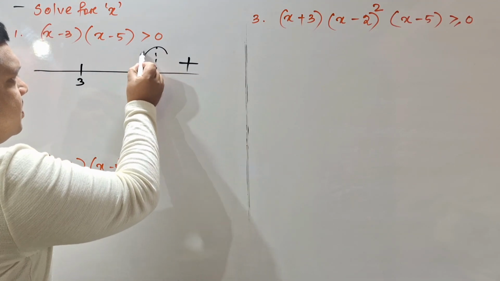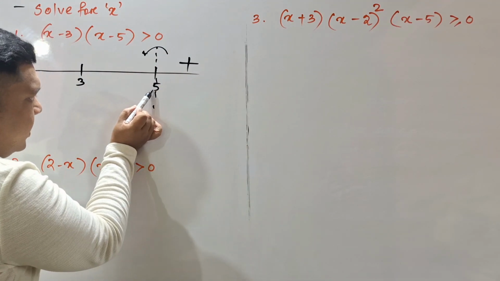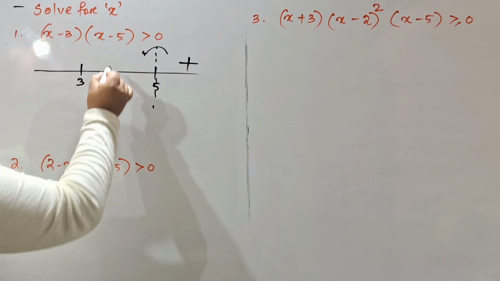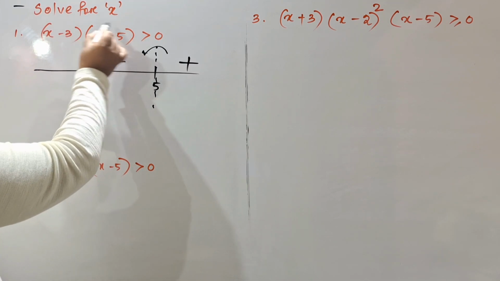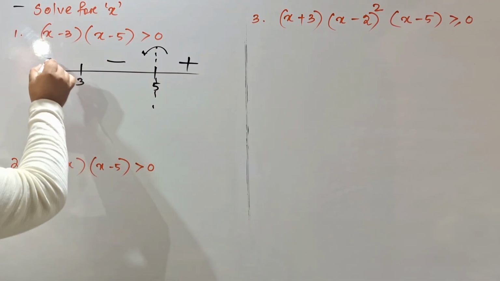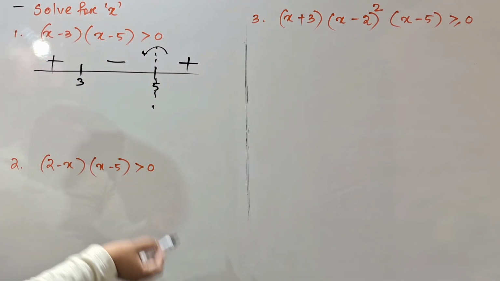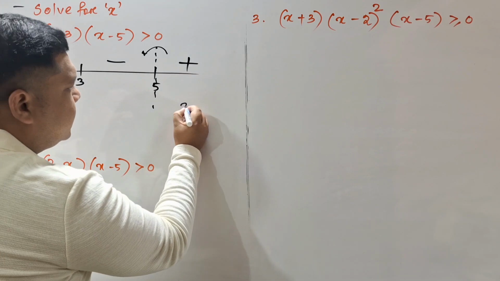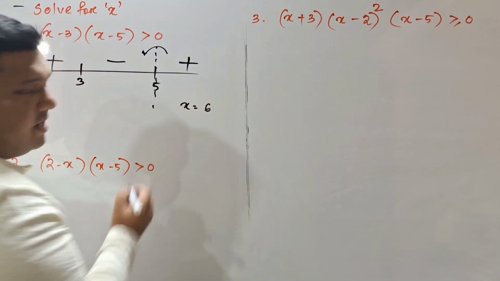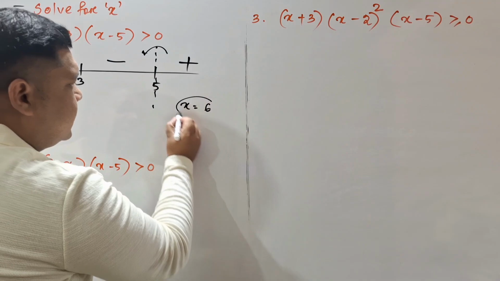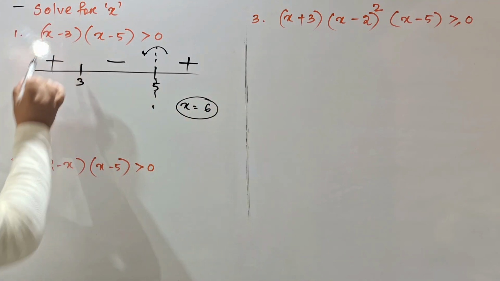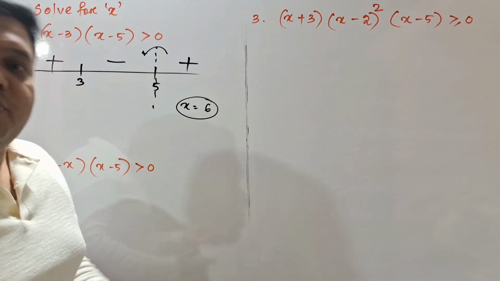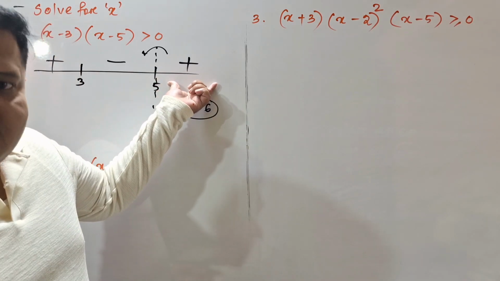When I jump, I have to check this critical point. For this critical point of this term, if the power is odd, the sign will change. And if you observe, everywhere the power is 1, so the sign will change. Otherwise, suppose you don't remember the standard form, you can put x equal to 6 here. Now 6 minus 3 is positive, 6 minus 5 is positive, positive into positive is positive. So in this region you get a positive answer.